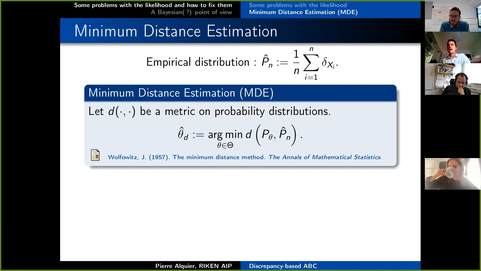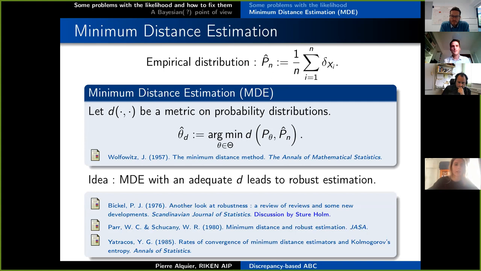And actually, if you read some old papers, for example, a very famous paper by Peter Bickel on robustness in '76, then after the paper there is a very nice discussion, short but super nice, by Stuholm, where Stuholm says, actually, I think that we should use a minimum distance estimation. And if you use minimum distance estimation with Kolmogorov distance, it should be more robust or something like that.